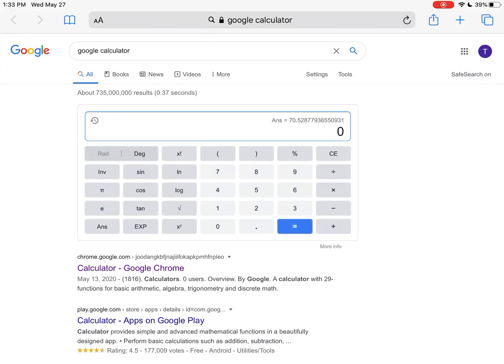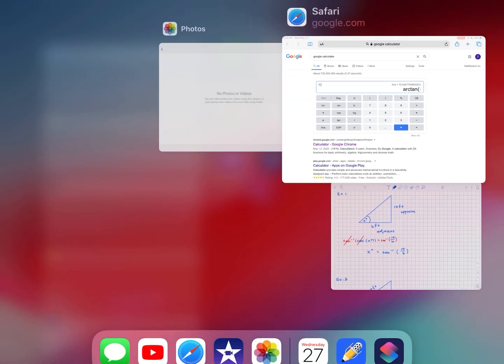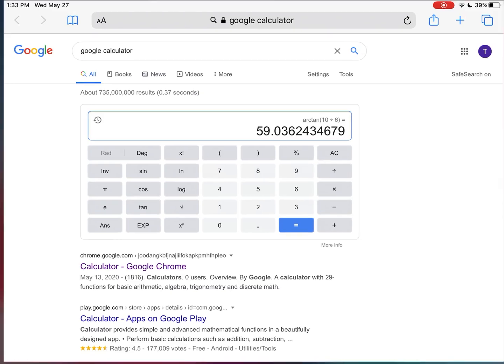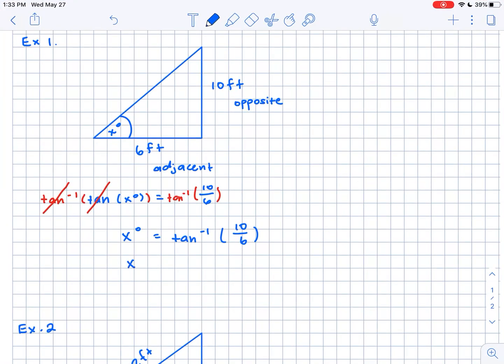Okay, so on the calculator, make sure you're in degrees. Inverse of tan, this could also be seen as arctan of 10 divided by 6. And we get 59.04. So x equals 59.04 degrees. And this is how you find the angle of elevation right here.